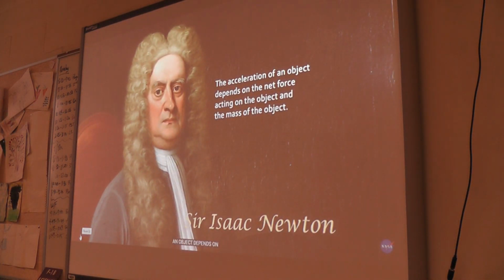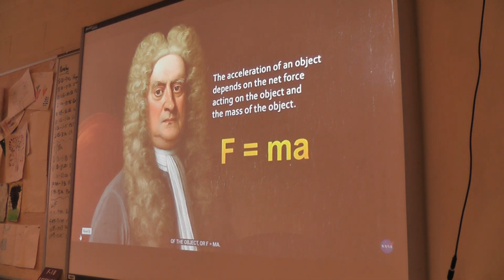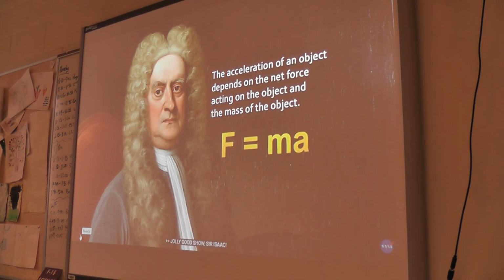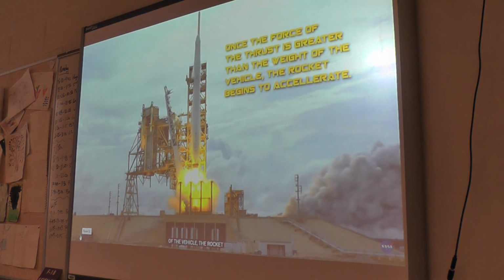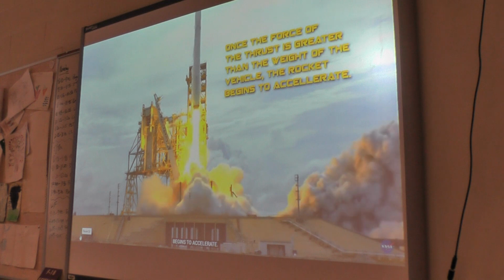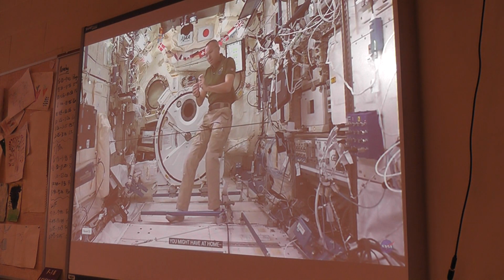The acceleration of an object depends on the net force acting on the object and the mass of the object, or F equals ma. Jolly good show, Sir Isaac. Here we see that once the force of the thrust is greater than the weight of the vehicle, the rocket begins to accelerate. We're going to start with something small. Something you might have at home.